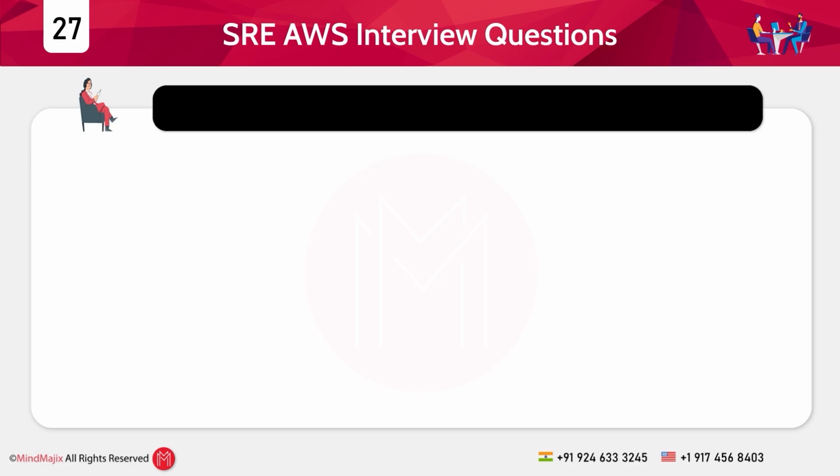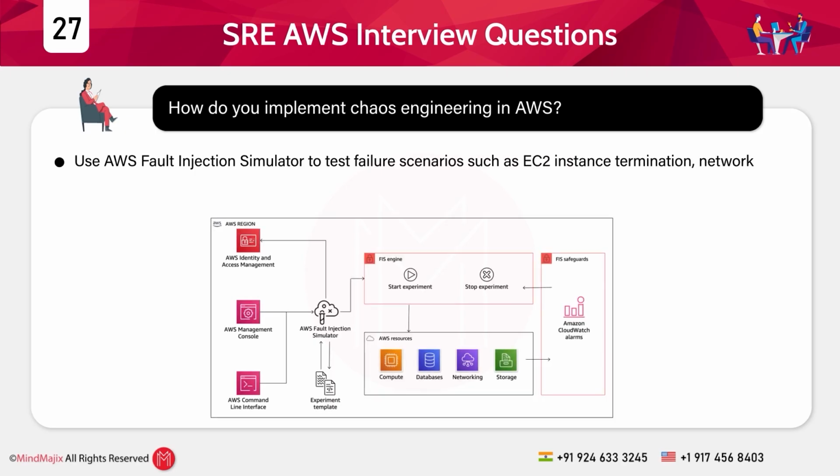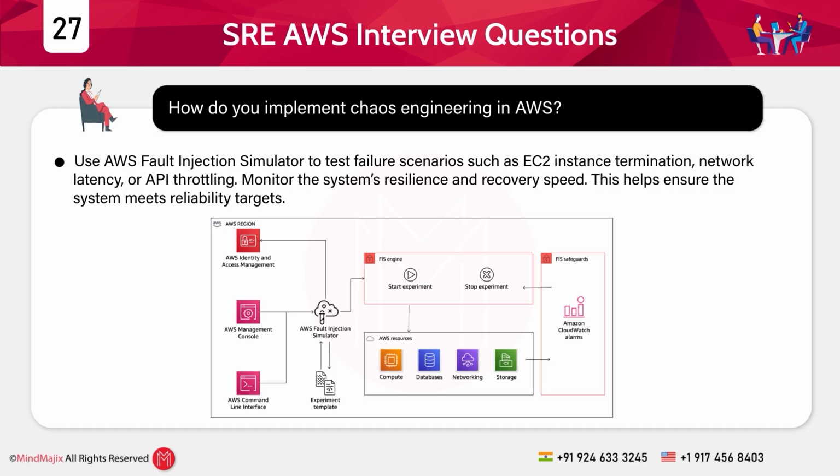The next question is, how do you implement chaos engineering in AWS? So to implement chaos engineering in AWS, I would start by defining the reliability goals and identifying the critical components of the system that need testing. So using AWS Fault Injection Simulator, or FIS, I can create experiments that simulate real-world failure scenarios such as EC2 instance terminations, increased network latency, API throttling, or even an entire availability zone outage.